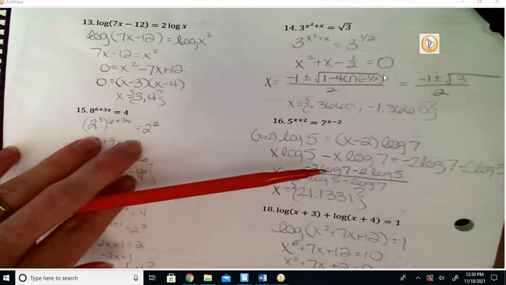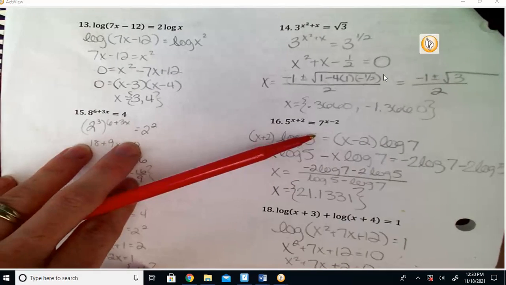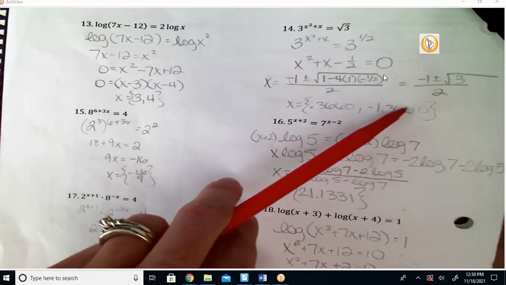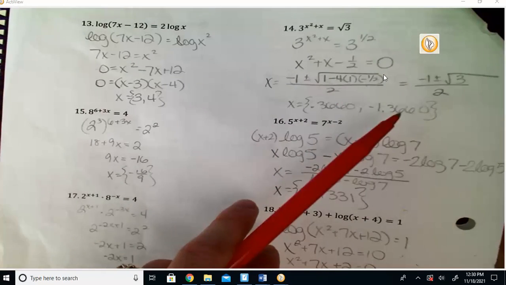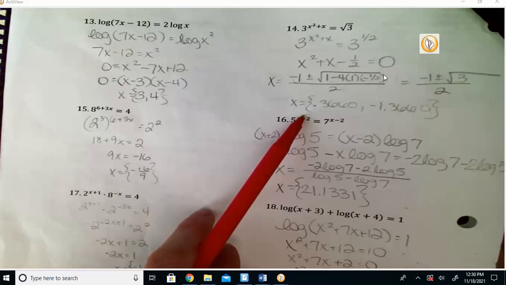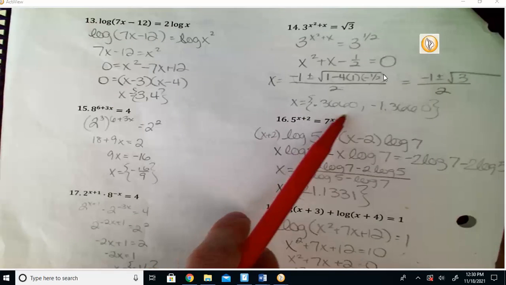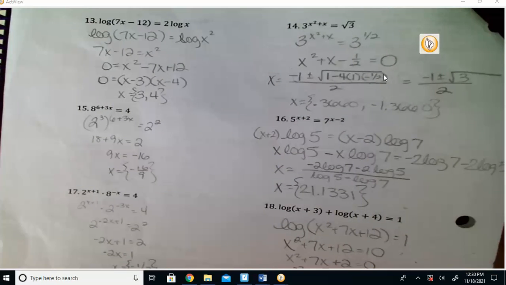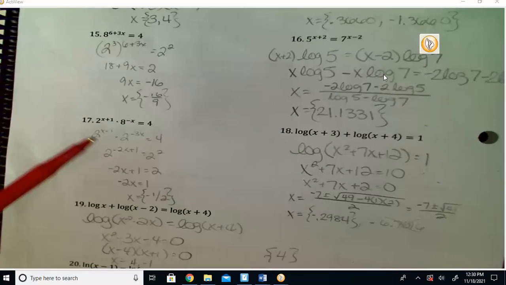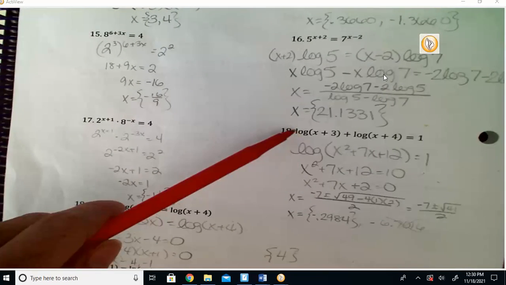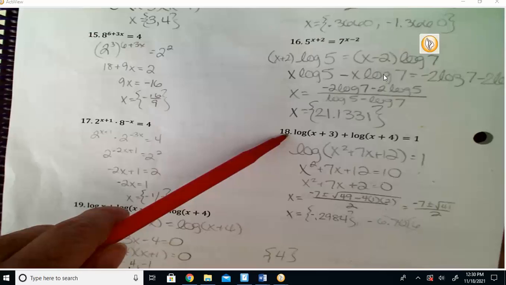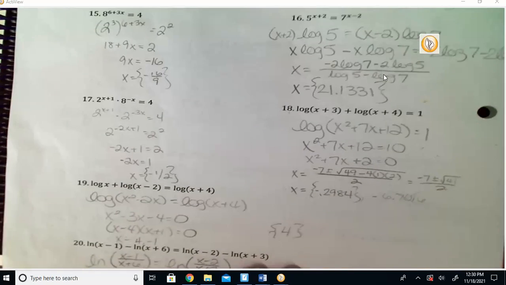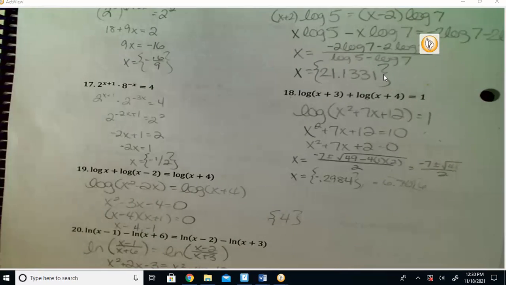13, 3, and 4. 14, you could have it as a radical, -1 plus or minus radical 3 over 2, or the decimals 0.366 and -1.366. 15 is -16 over 9. 16, 21.1331. 17, -1/2.